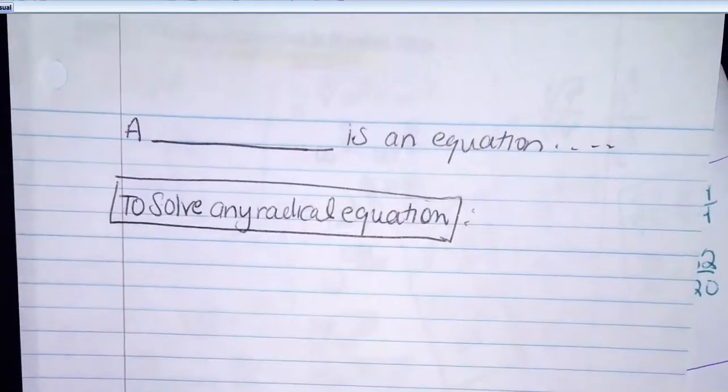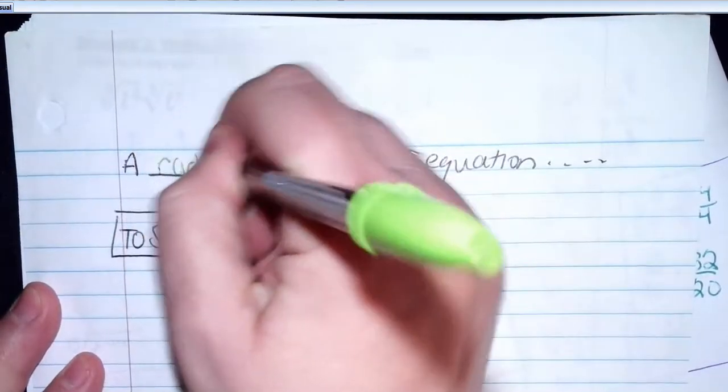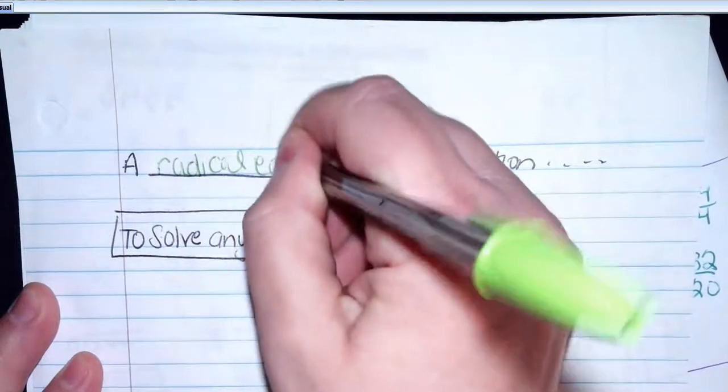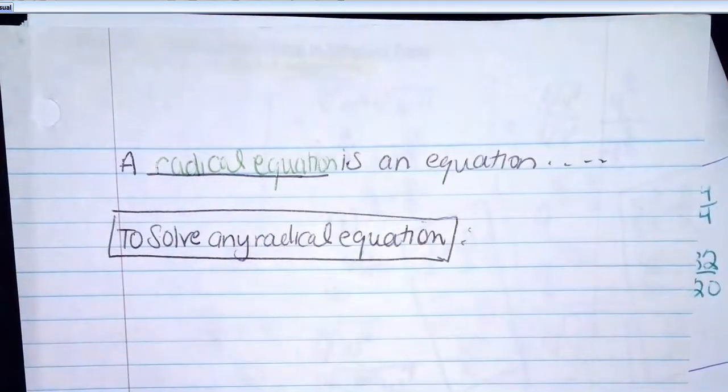The very top of it, in the blank, it says a blank is an equation that has a variable in the radicand or has a variable with a rational exponent, and all I want you to put in there is a radical equation. So we're going to focus today on equations that have square roots, cube roots, any type of root. We'll do rational exponent equations tomorrow.